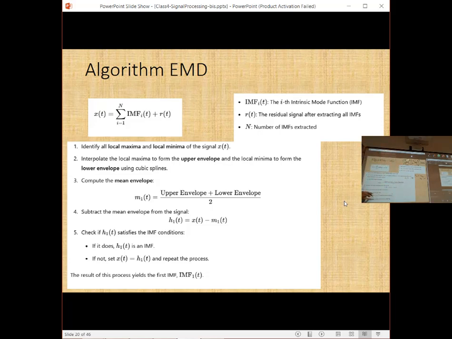And then what you do is you start from h1 and you repeat the algorithm. So h1 subtract, check if h1 satisfies the EMF condition. If it does, h1 is the EMF. If it does not, repeat the process. The result of this process yields the first EMF 1. So I don't discuss what the EMF is. Let's suppose now we repeat the algorithm. We will see when to stop. Now I have this. What do you get?